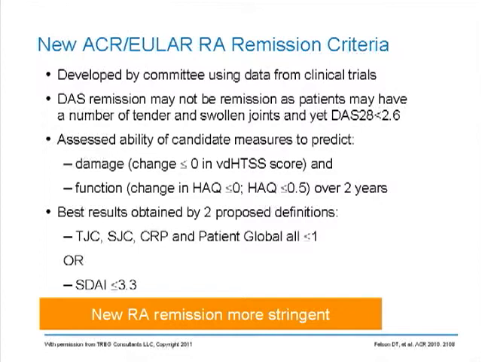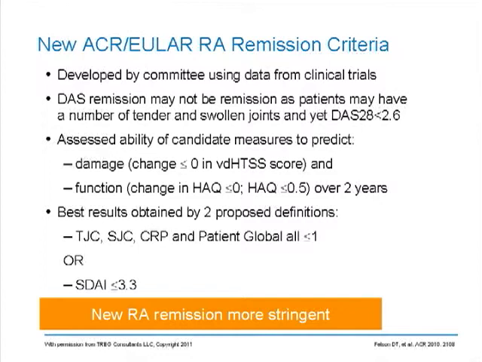So what they did was they assessed the ability of candidate measures to predict damage, a change in the Van der Heijde modified total Sharp score of less than or equal to 0, and function, a change in the HAQ of less than or equal to 0, and a HAQ of less than or equal to 0.5, thought to be normal function, over 2 years. And the best results were obtained by using either of two proposed definitions.